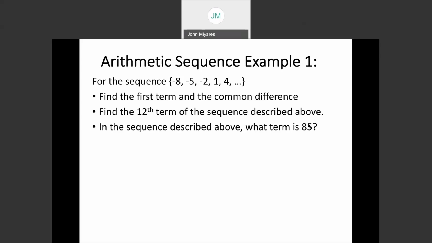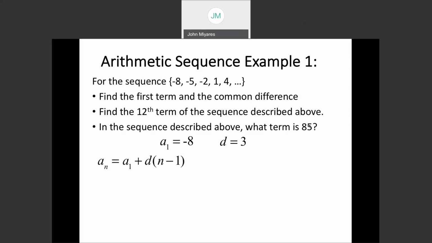Now, we could probably do this by what I call the brute force method, where we see the pattern and just keep adding the common difference until we get to the 12th term or until we get to the number 85. But I'd like to see how we can look at this generic formula and how it applies. The questions in the first bullet here are easy to answer. The first element of the sequence is -8, and the common difference is 3 since we're adding 3 every time to get from one term to the next.